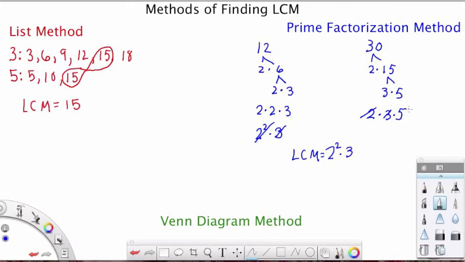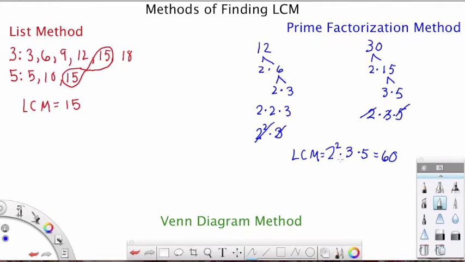And then I have a unique factor over here of 5, and I need to put that in there as well. And there we have it. The least common multiple of 12 and 30 is 2 to the second power, which is 4, times 3, which is 12, times 5, which is 60. So the least common multiple of 12 and 30 is 60.